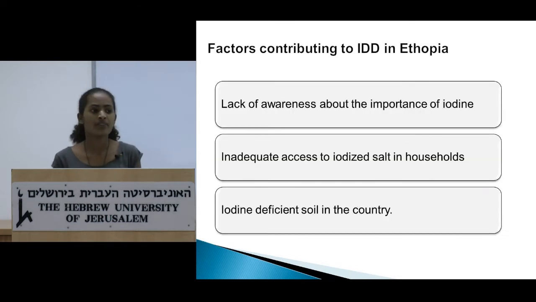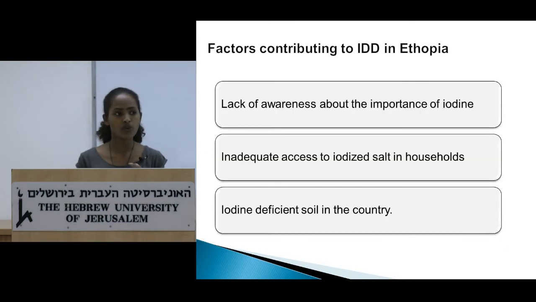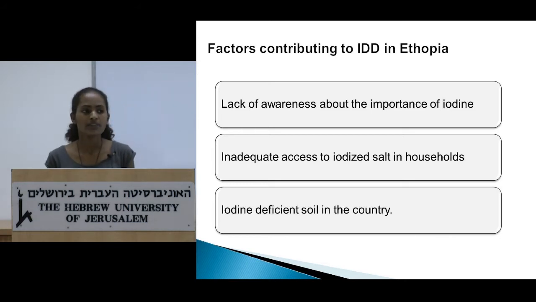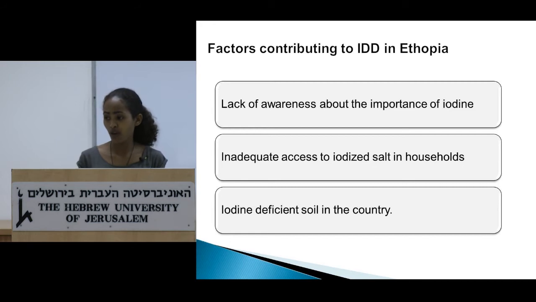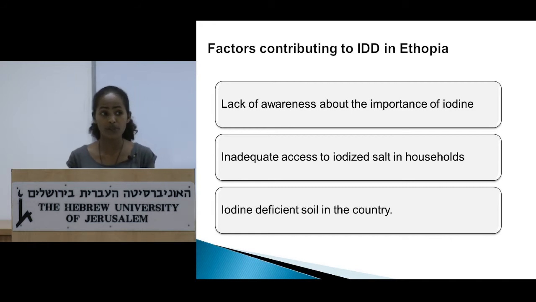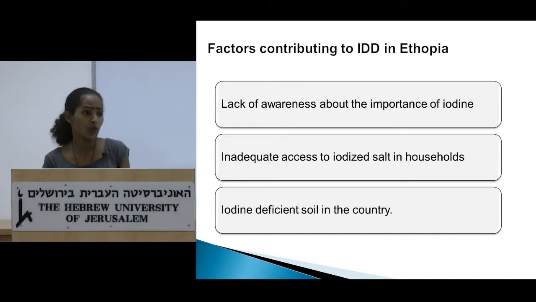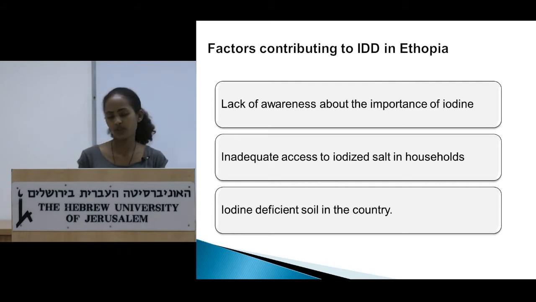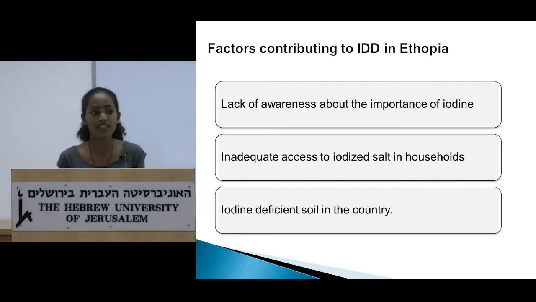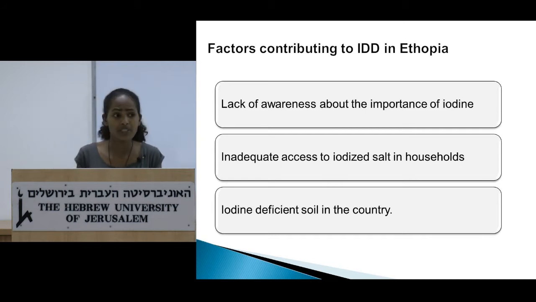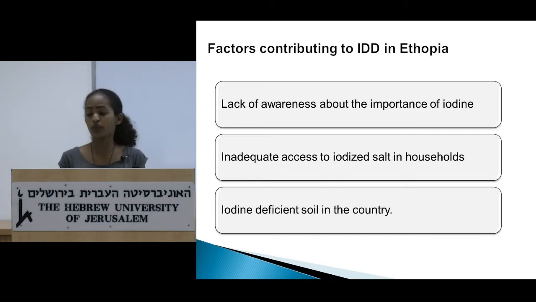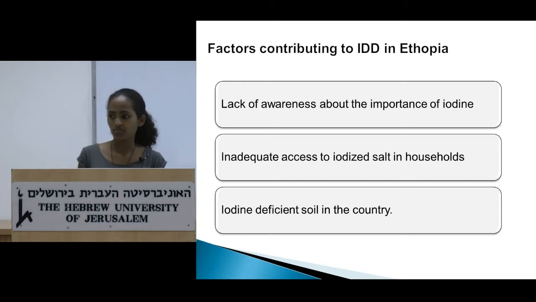There could be several factors which contribute to the development of IDD in Ethiopia, but I would like to mention some of them. The first is a lack of awareness about the importance of iodine. In Ethiopia, awareness and know-how about iodine is low, because the emphasis given to this micronutrient was lower until recent years.